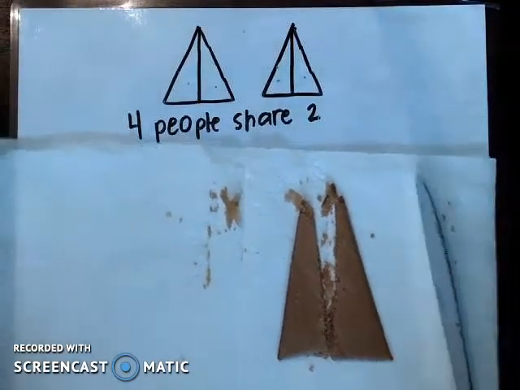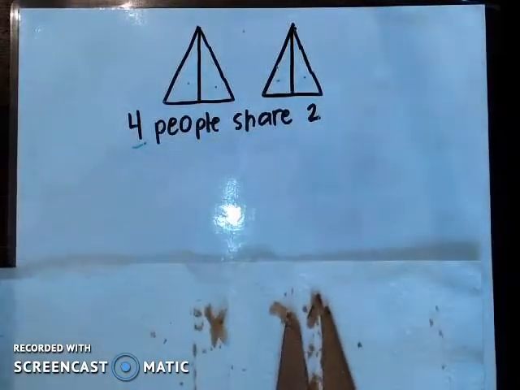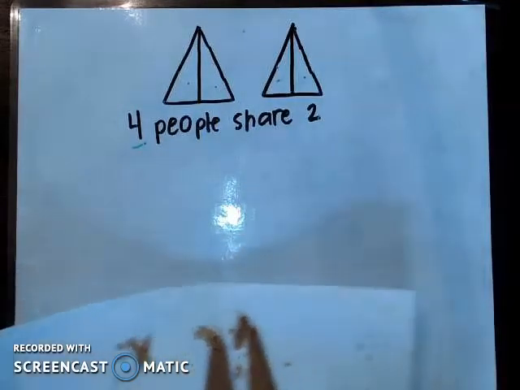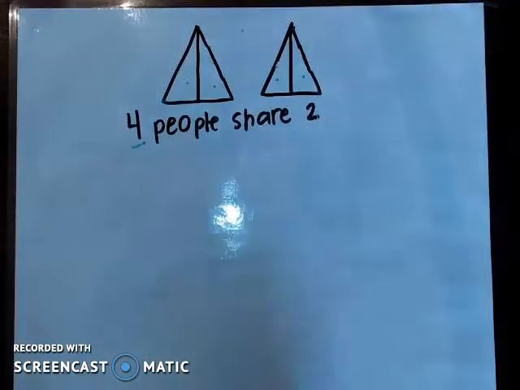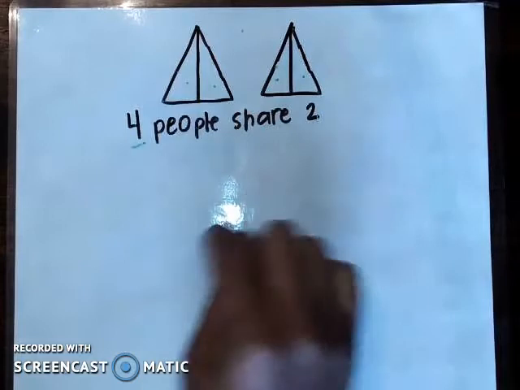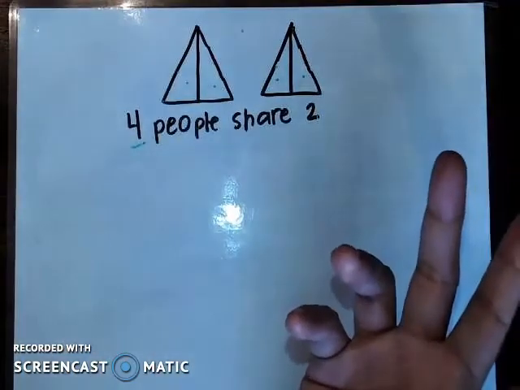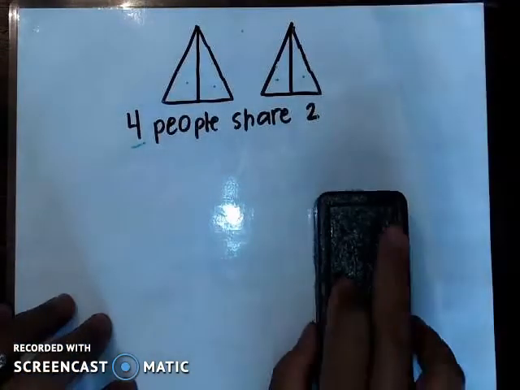So if you said, cut it right down the center, Mrs. Santos, you are absolutely right. That's a good cookie. Okay. So that's what we're going to be talking about today when we talk about equal shares. Now, let's try another one.